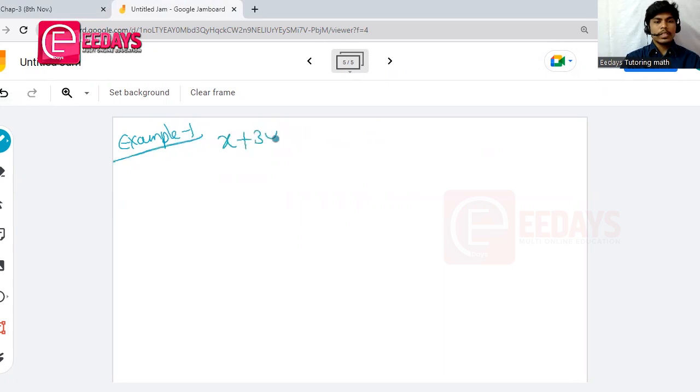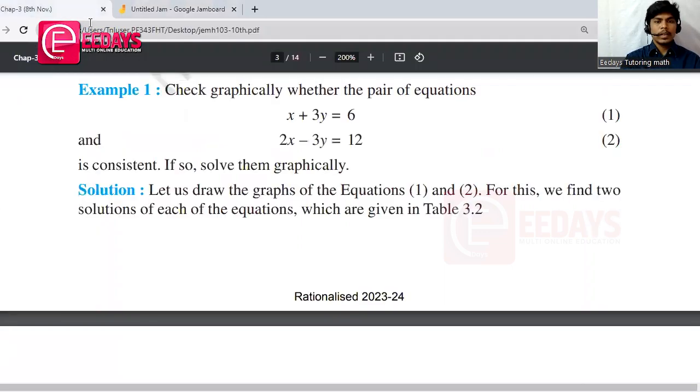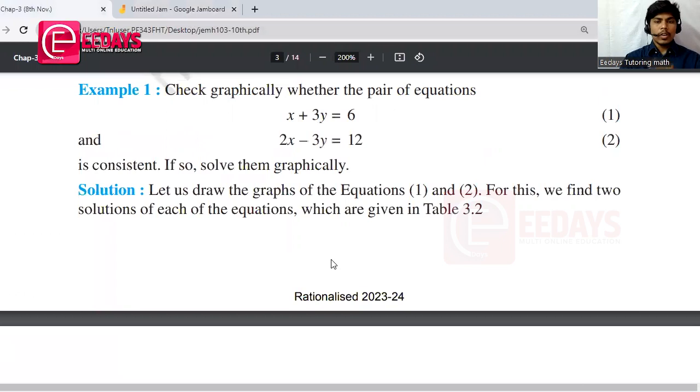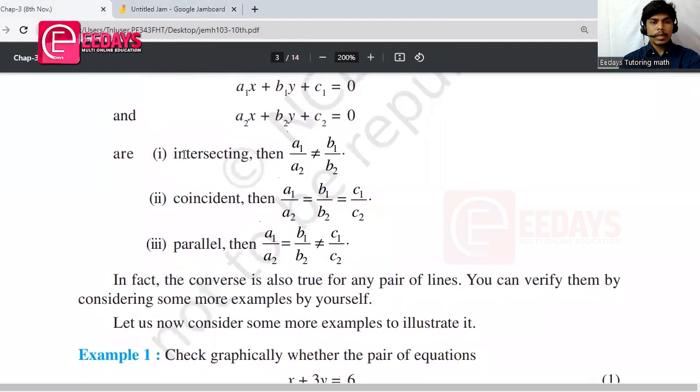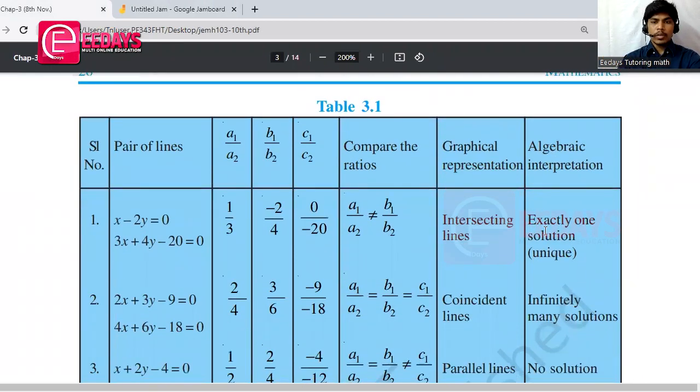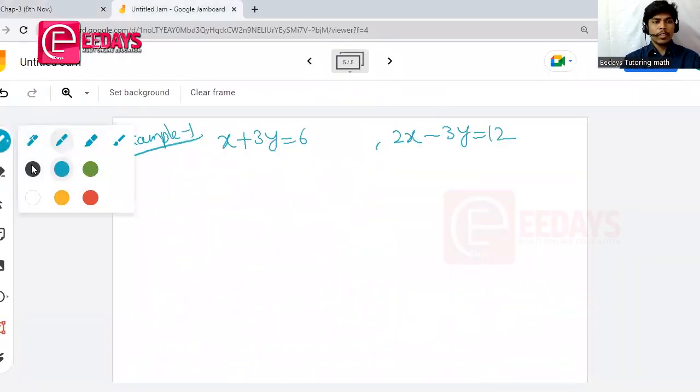x plus 3y is equal to 6 and 2x minus 3y is equal to 12. All right. Now it looks like first we have to represent these graphically. What we discussed about a1 by a2, b1 by b2 is for algebraic representation. Understand carefully: for algebraic interpretation, you just write all those things. For graphical representation, you don't do that type of format.